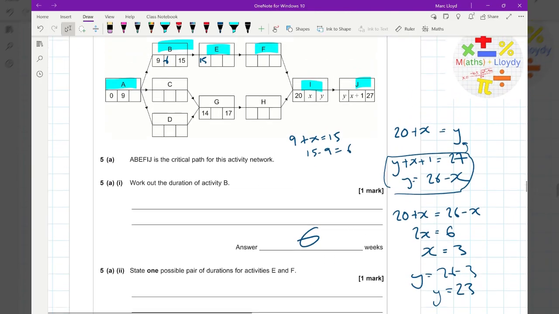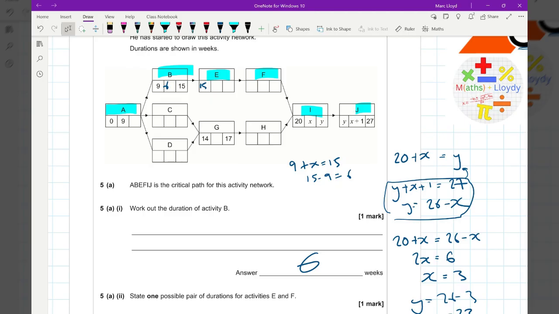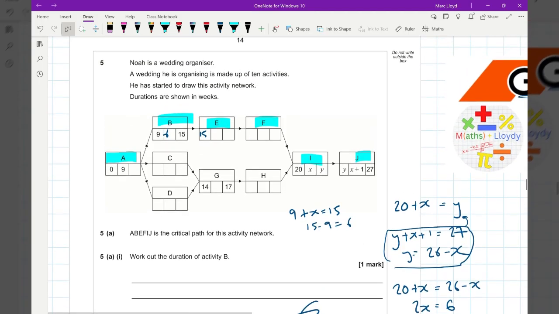If you found that last bit a bit difficult, have a little look at simultaneous equations, because it was a simultaneous equation that we've just quickly gone through, and I've solved that using substitution.